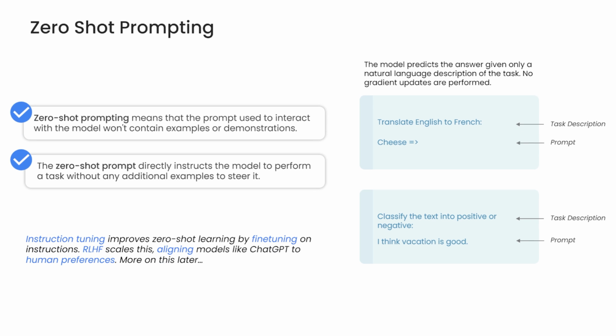Zero shot prompting means that the prompt used to interact with the model won't contain examples or demonstrations. The zero shot prompt directly instructs the model to perform a task without any additional examples to steer it. Due to the massive amount of pre training data they observe, LLMs are pretty capable of solving tasks in this way. Namely, they can leverage their knowledge base to solve a large number of tasks. Zero shot prompting is one of the most widely used methods in interacting with large language models.